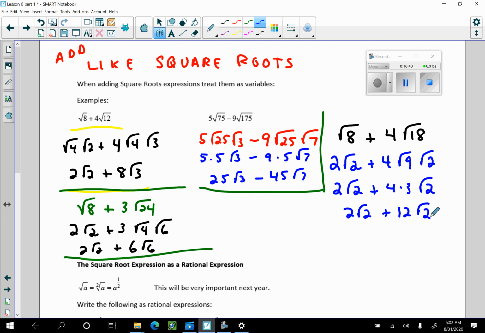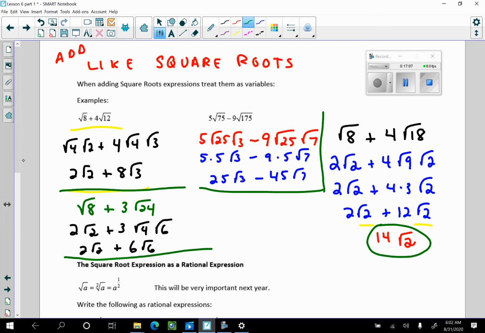And now I can actually add those because those are like square roots. So the square root of 2 and square root of 2 are the same. So I can add those. So the final answer here is going to be 14 square root of 2. Okay? So we had 4 expressions here, and one actually simplified to one single term. And there'll be a lot more problems like this.